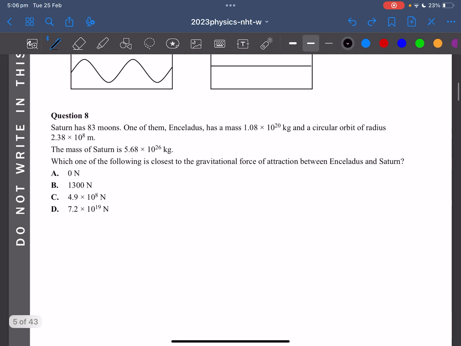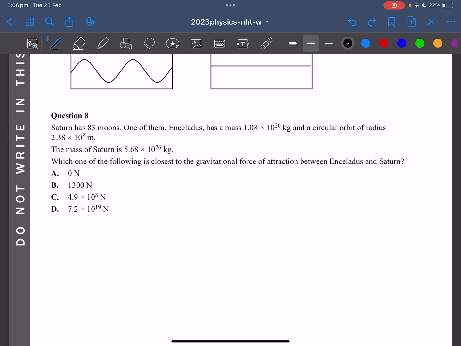Saturn has 83 moons. One of them, I'm not going to try to pronounce it, maybe I'll do it wrong, has a mass of this and a circular orbit of radius this. The mass of Saturn is this. Which one of the following is closest to the gravitational force of attraction between this moon and Saturn?